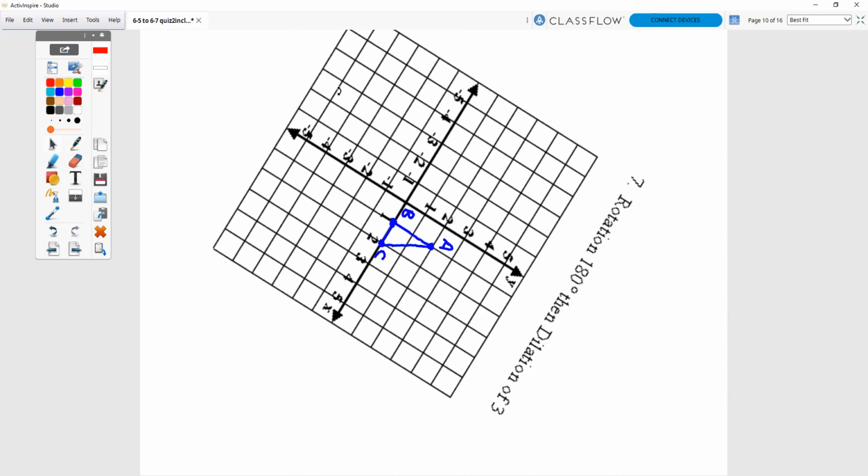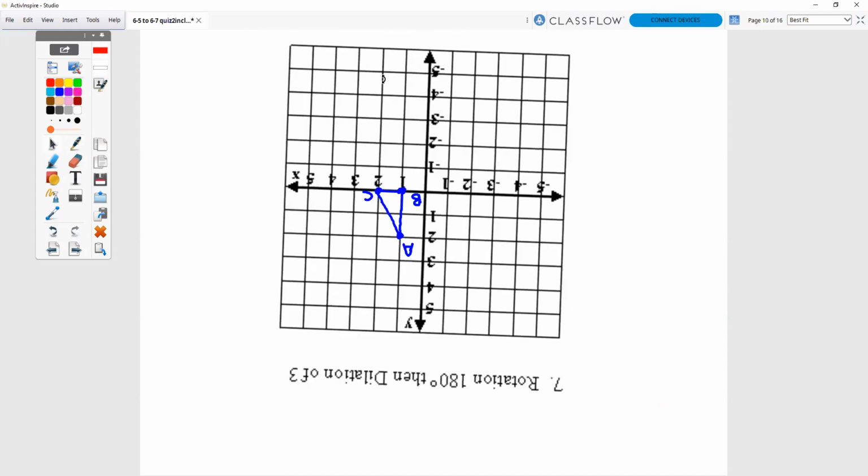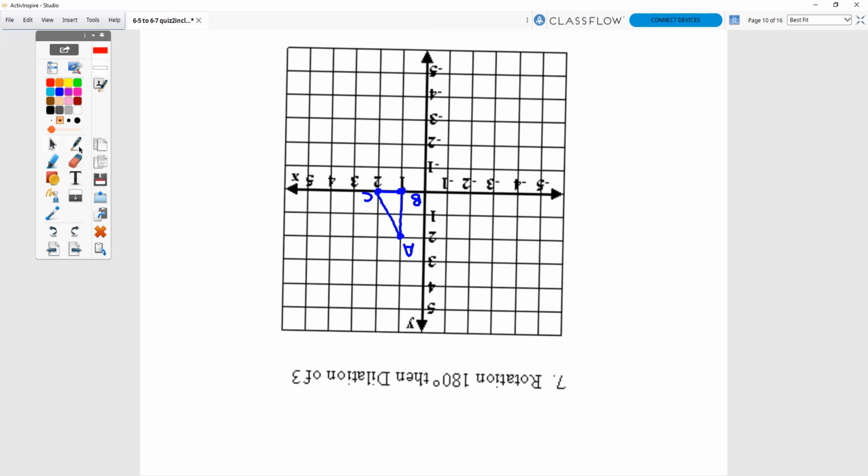180 is completely upside down. So the first thing that I'm going to do is write down my coordinates, and I'm just going to do it over here to the side for A prime, B prime, and C prime. This is a 180-degree rotation. So when I turn my paper upside down, every number is wrong. A looks like it's at 1, 2, over to 1, down to 2. Over to the left is really negative, down is really negative. So A prime is really -1, -2.